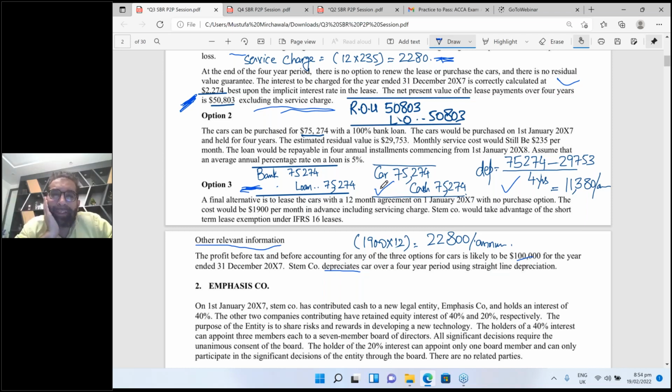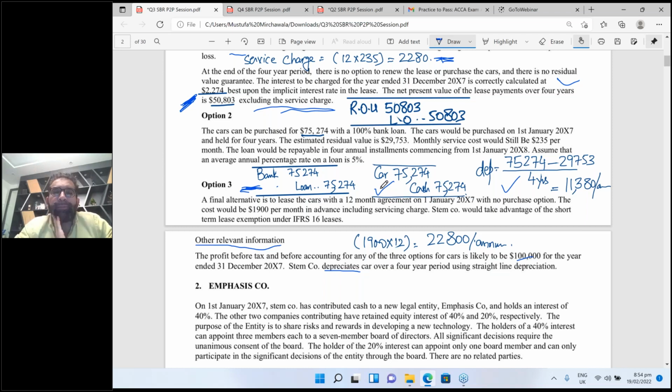Okay, my dear students, now for this option, don't sleep please. You still have to pay the service charge, the same 235 multiplied by 12, that is 2820. The second thing you have to book as an expense is depreciation expense of 11380. The third thing you have to book as an expense in the income statement is loan interest, which is 5% of the loan.